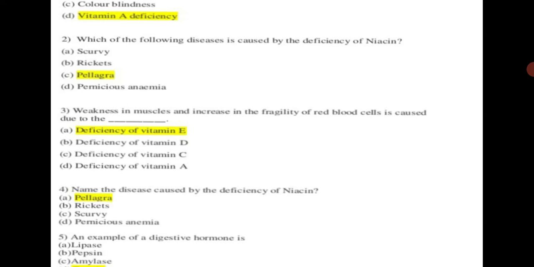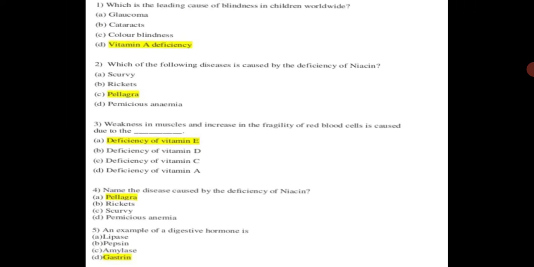The gastrin is produced in the G cells of the gastric antrum and the duodenum. It is also produced by the pancreas. So the correct answer for question number 5 is option D, that is gastrin.